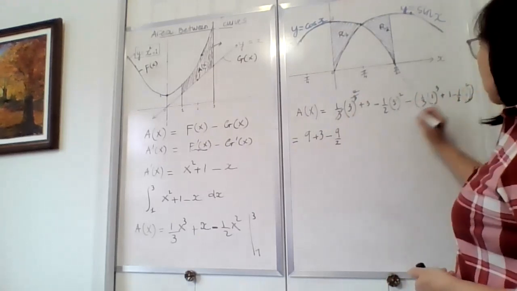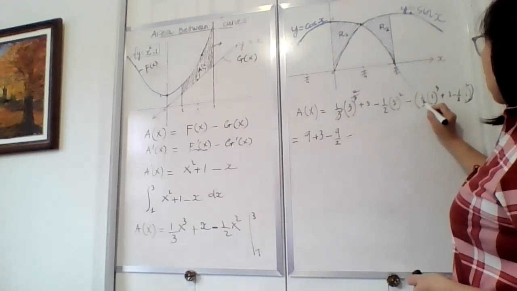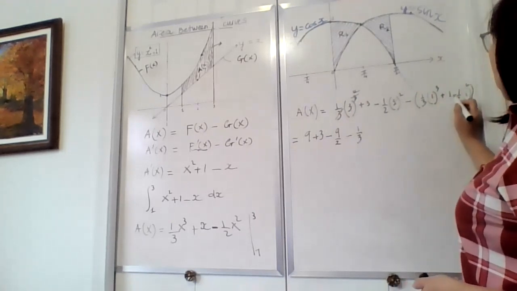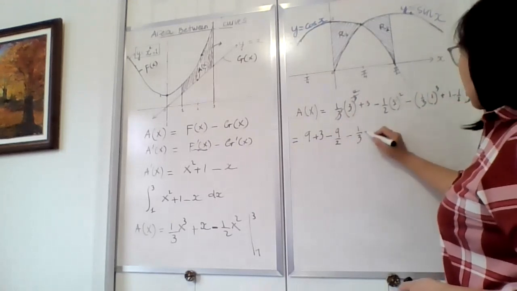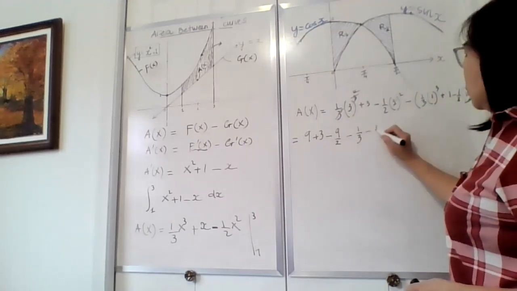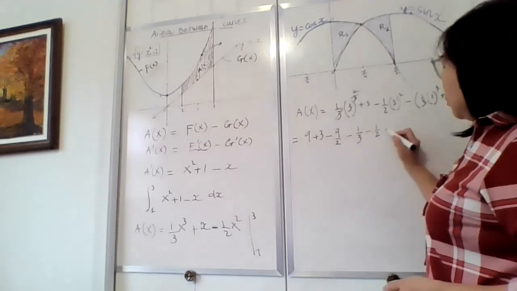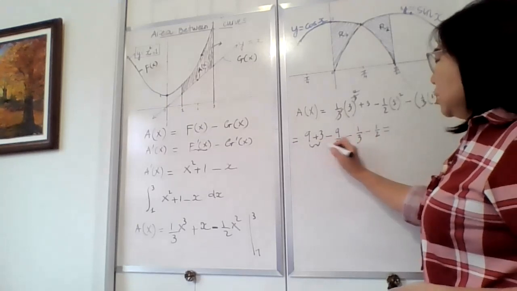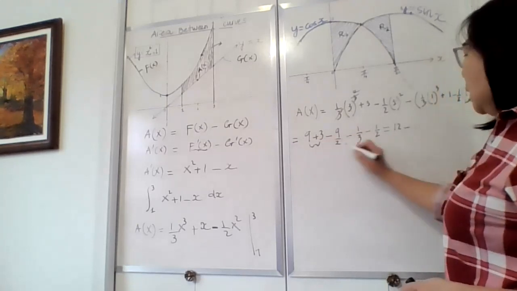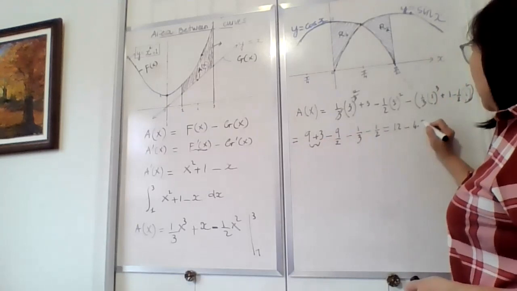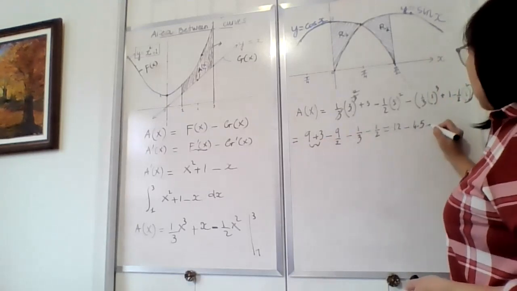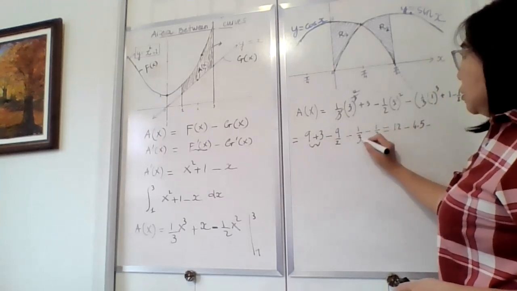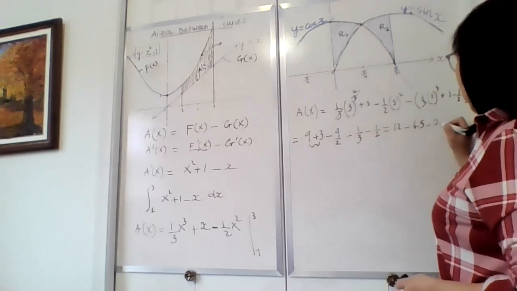And then minus, this is 1 over 3. This is minus 1 over 2. So let's calculate this. This equals 9 add 3 is 12. Minus 9 over 2 is 4.5. Minus, this is 0.5. Adding with 0.3, so 0.8.